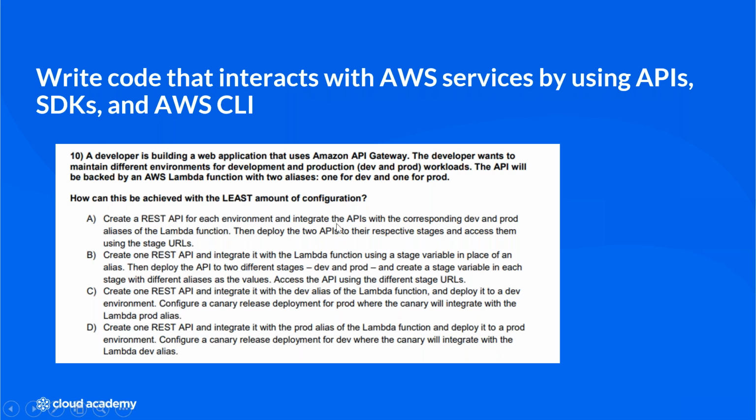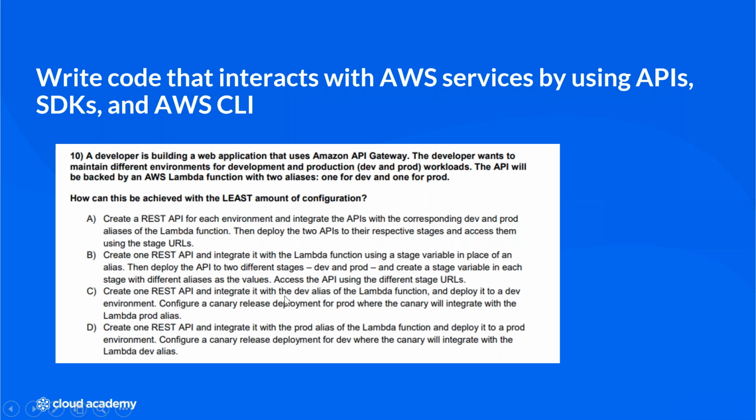Create a REST API for each environment and integrate the APIs with the corresponding dev and prod aliases of the Lambda function. Then deploy the 2 APIs into their respective stages and access them using the stage URLs. That sounds like 2 things and then 2 more things. Keep that in mind. Create one API gateway and integrate it with the Lambda function using a stage variable in place of an alias. Then deploy the API to 2 different stages, dev and prod. Create a stage variable in each stage with different aliases as the values. Access the APIs using the different stage URLs. Even though that sounds like a lot, this is actually just like 3 things. So I like that one more than the other one.